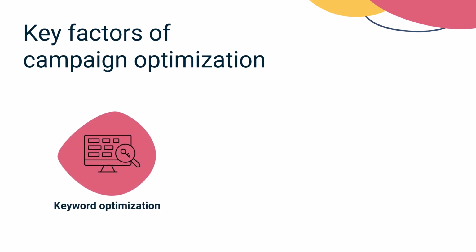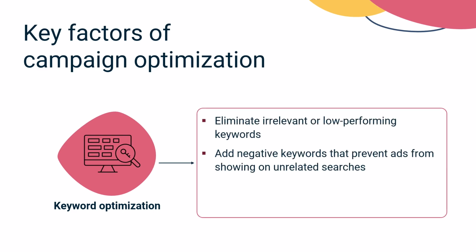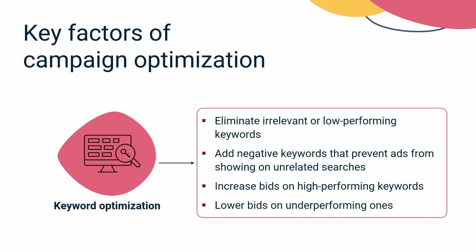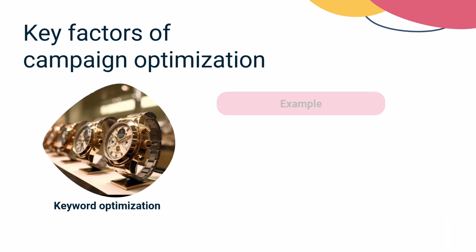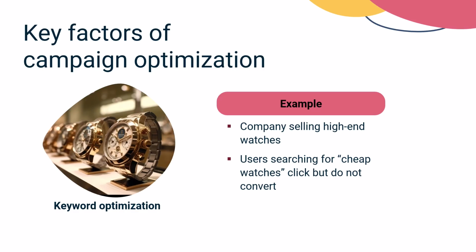Keyword optimization for search campaigns helps to eliminate irrelevant or low-performing keywords, adding negative keywords or terms that prevent ads from showing on related searches, and increase bids on high-performing keywords and lower bids on underperforming ones. For instance, a company selling high-end watches finds that users searching for cheap watches click on the ad but do not convert. They add cheap as a negative keyword to filter out unqualified traffic.